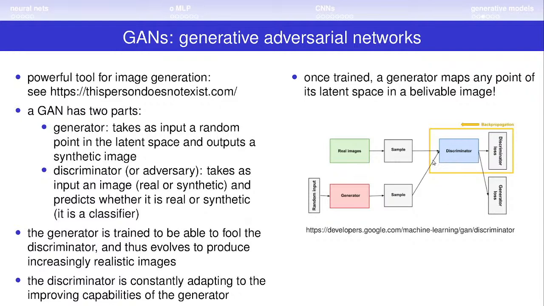It implements a classifier. The generator is trained to be able to fool the discriminator and thus evolves to produce increasingly realistic images. The discriminator is constantly adapting to the improving capabilities of the generator. Once trained, the generator maps any point of its latent space into a believable image.